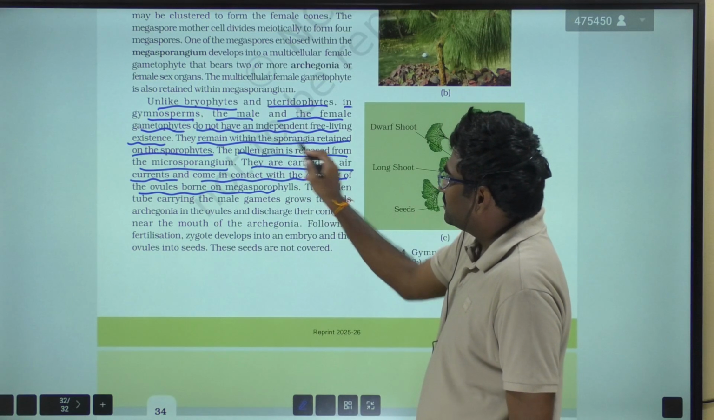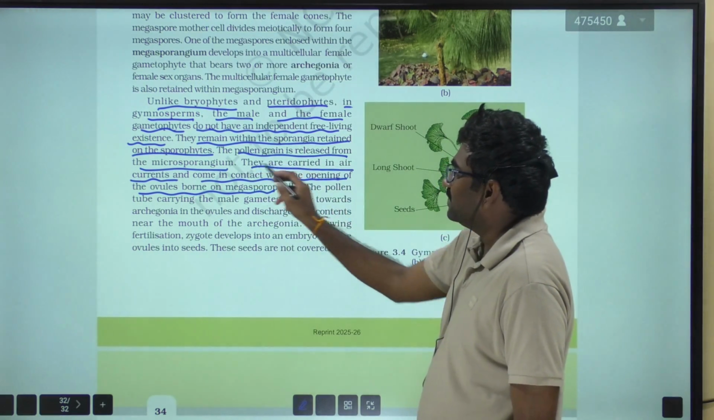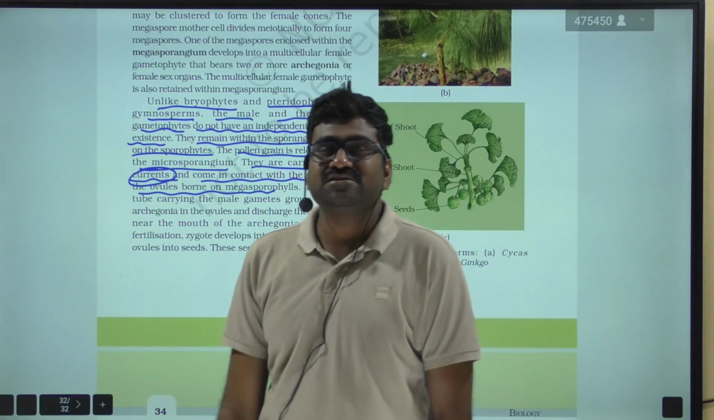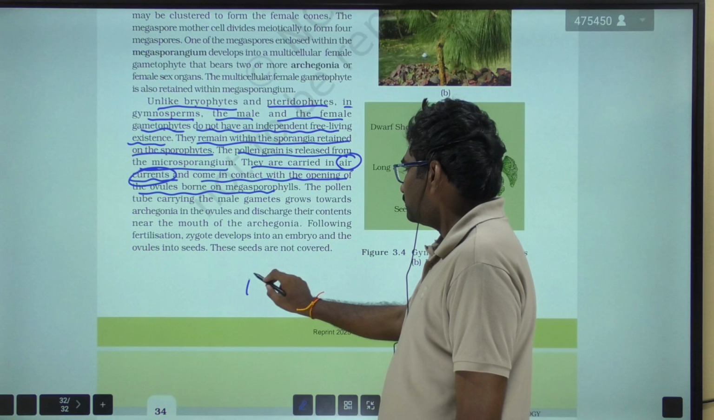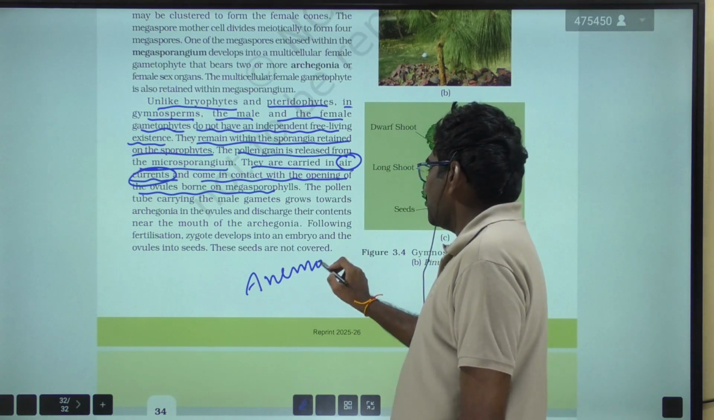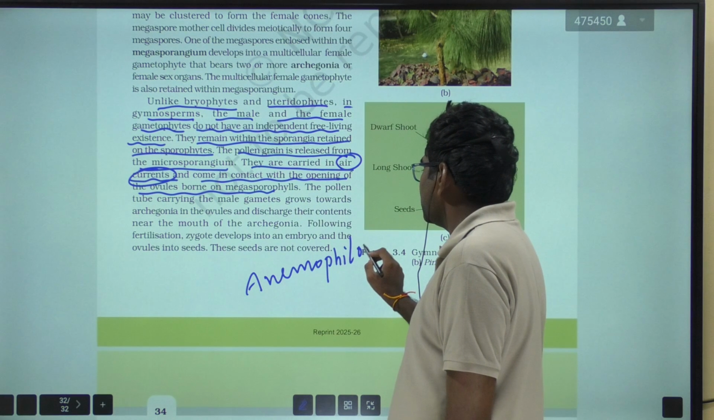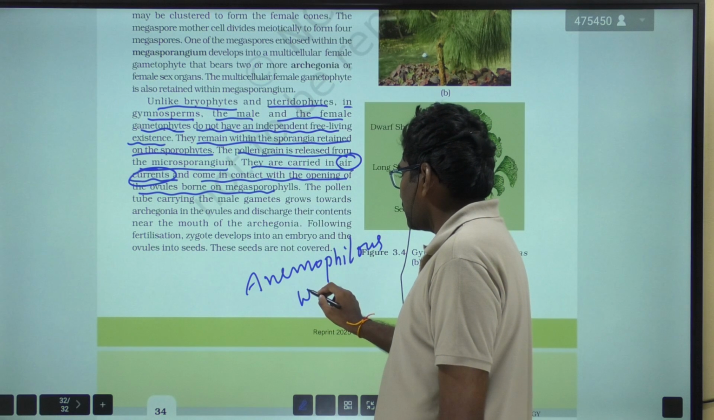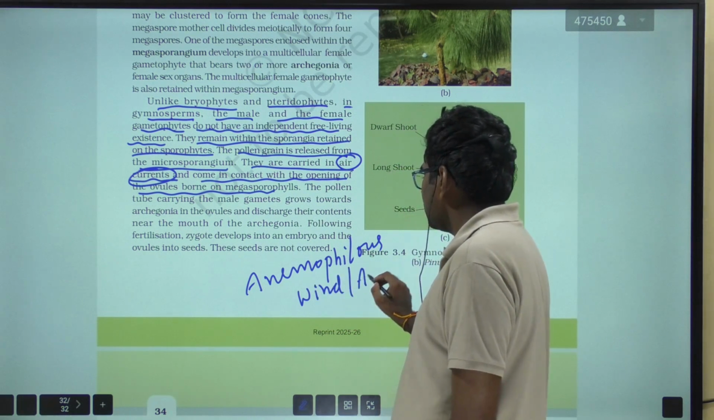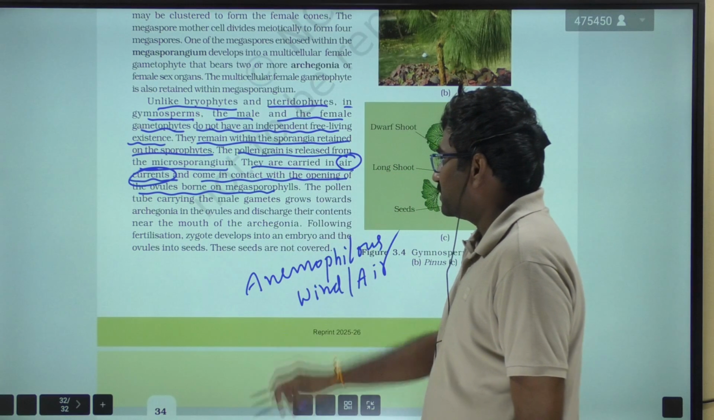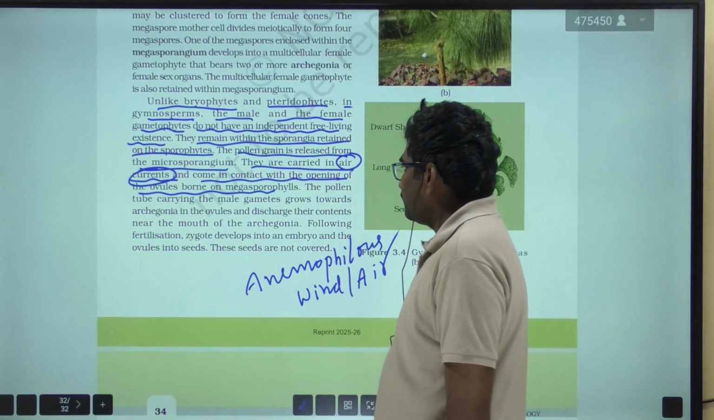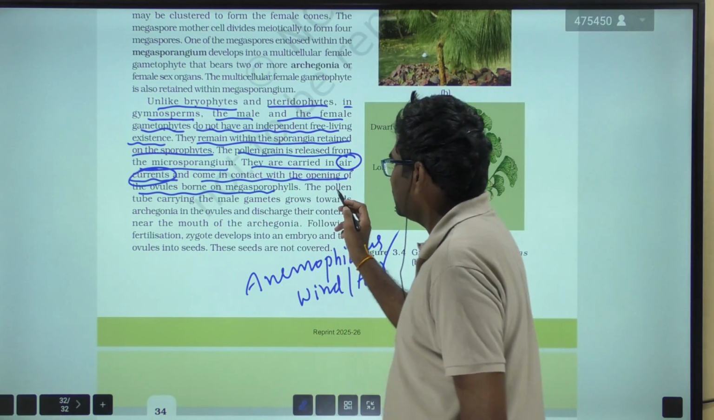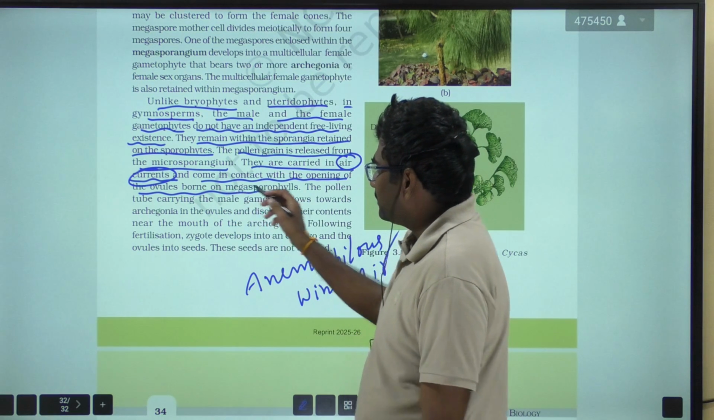So here the pollen grain is released from the microsporangium. They are carried in air currents, very important, air currents. That means the pollination is known as anemophily, or anemophilous. If the pollination occurs by means of wind or air, it is known as anemophilous. In gymnosperms, anemophilous pollination is found. So the pollen grains are carried in air currents and come in contact with the opening of the ovules borne on megasporophylls.